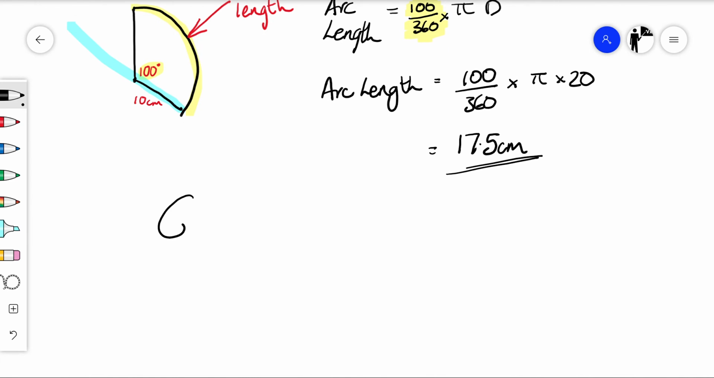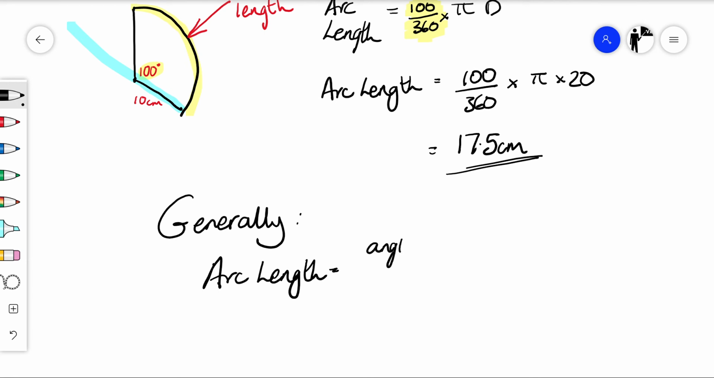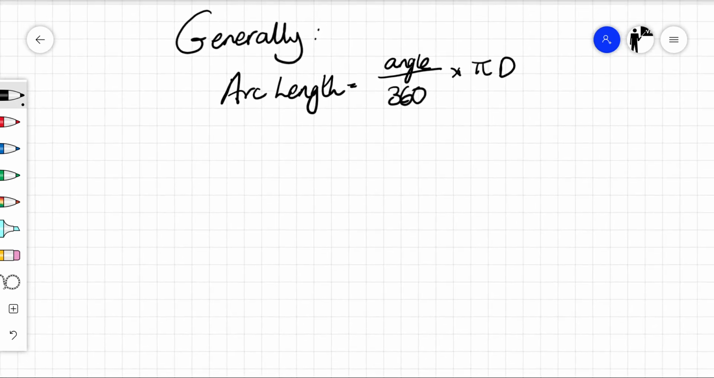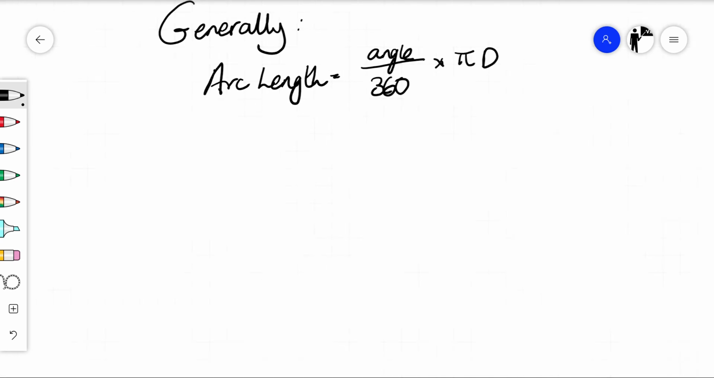So generally, we can generalise this to work out the arc length. What we can do is take the angle and consider that as a fraction out of 360, then multiply it by pi times the diameter. Okay, we're going to do two more examples. Let's go for something like this here.